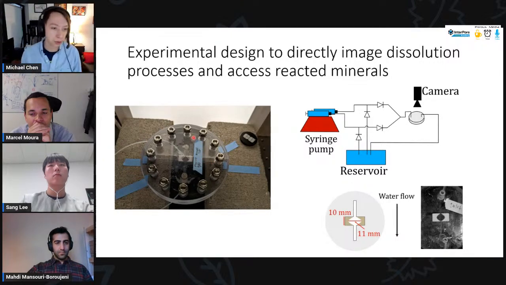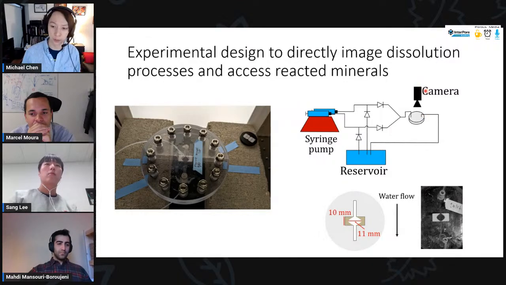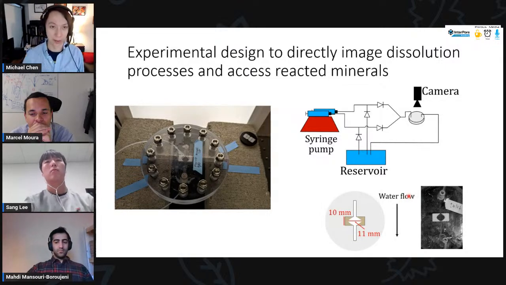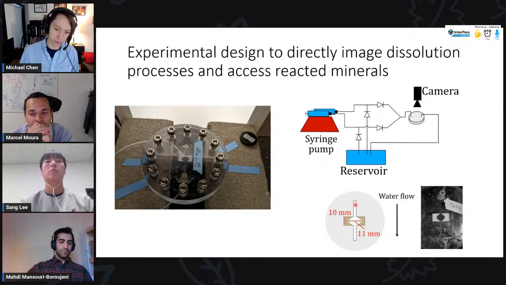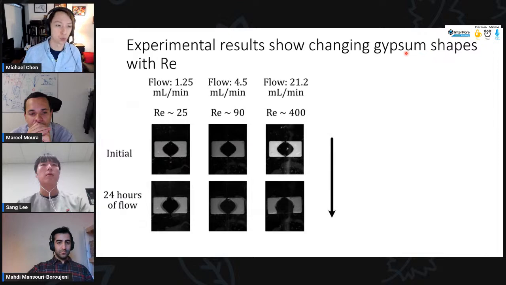But what we can do is put this experimental setup in our little flow system where we recycle our water to drive gypsum dissolution, and we image it with a camera. And we can see here some dimensions for reference, as well as some orientation for what is happening in the experiment. We're driving water through this channel, and it reacts with the gypsum that we've set here. So experimentally, what happens when we change the Reynolds number, which is here just given by the flow rate, right? We keep the viscosity the same.